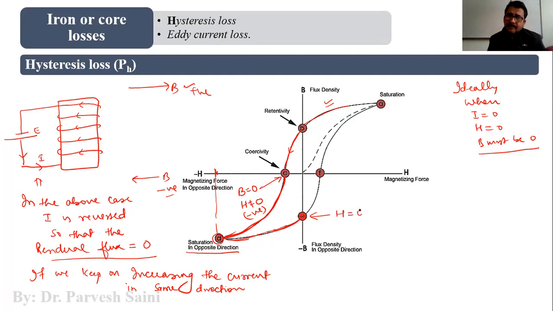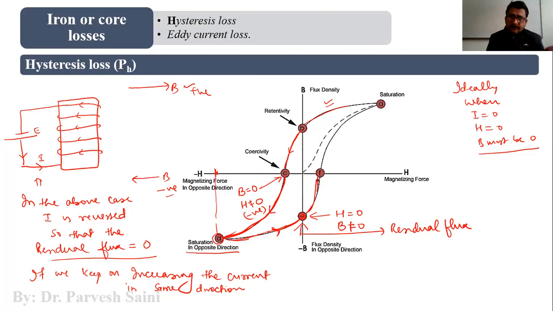And when H is 0, you will see the B. Here H is 0, but B is not equal to 0. So this is also the residual flux in the material. So that means whether it is the positive direction or the negative direction, or you can say whether it is one direction or the other direction of current, the flux density is not 0 when I is 0, when H is 0. And we call this flux the residual flux, right?